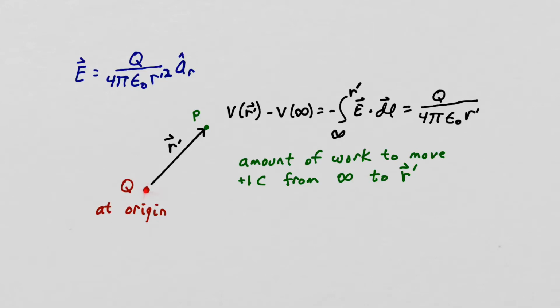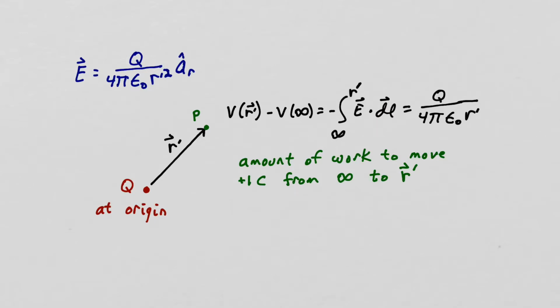For a charge Q at the origin, we know the form of the electric field intensity. I'm going to use R' to designate the position vector of location P. The potential difference between location R' and infinity is the amount of work to move 1 coulomb of charge from infinity to R'. We can find that work by taking negative the integral from infinity to R' of the electric field intensity dotted with our differential length.